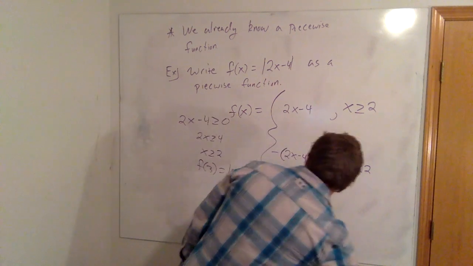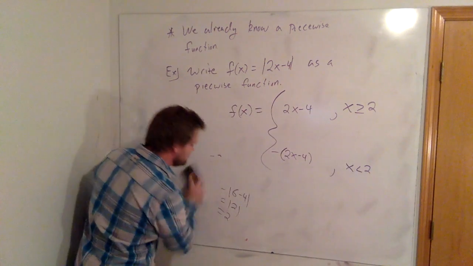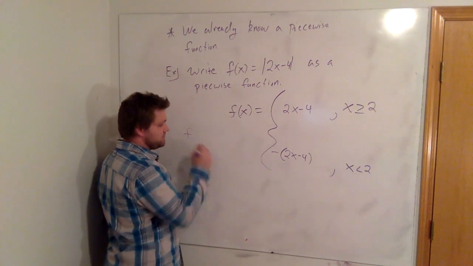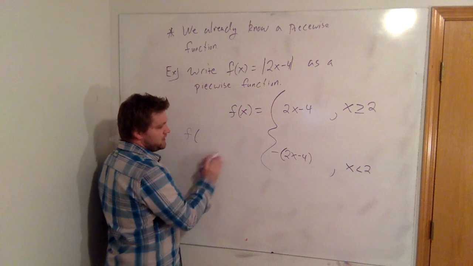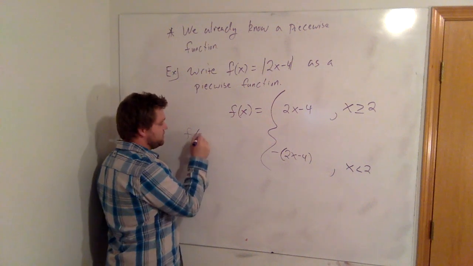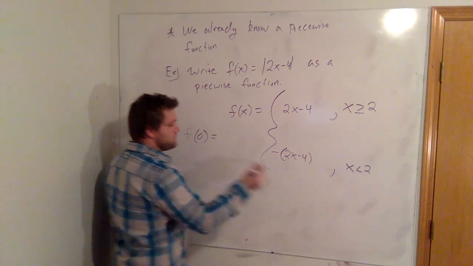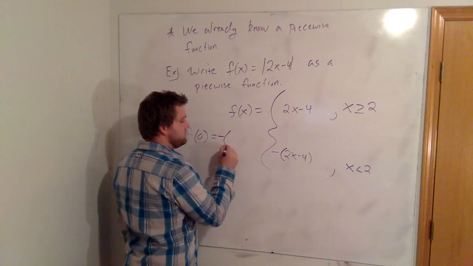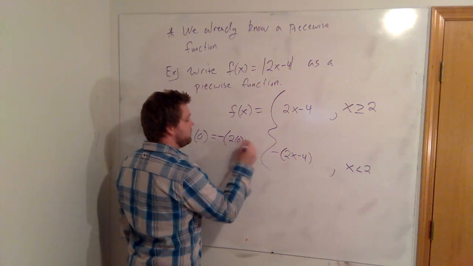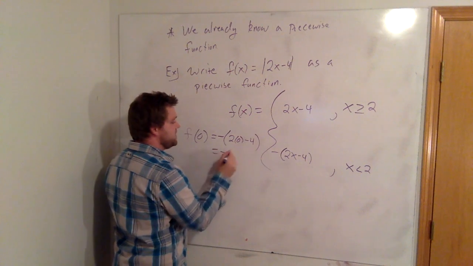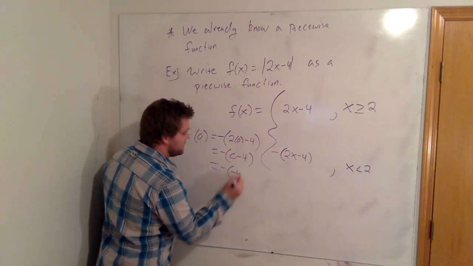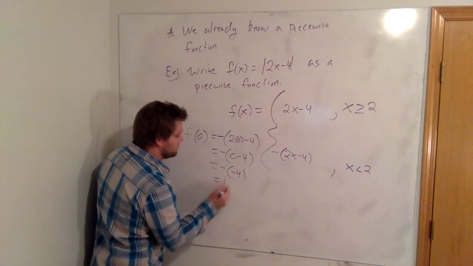And again, just to show you how it's working, if I were to plug in something less than 2, let's say I plug in 0, for example. Well, if I plug in 0, I would use this version of the function. That'd be negative 2 times 0 minus 4. So I get 0 minus 4. I would get out a negative 4. A negative and negative makes that a positive 4.